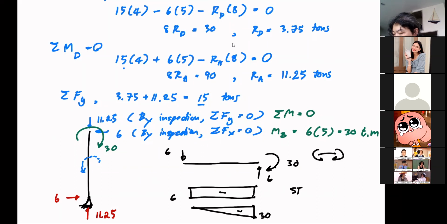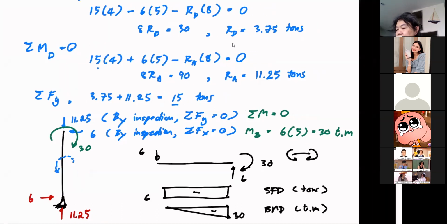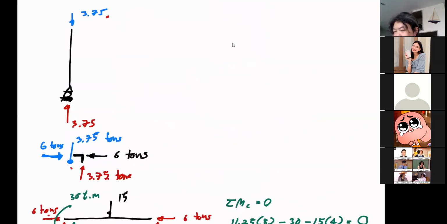Okay, shear force diagram, bending moment diagram. The best way to draw this is that you should always include your unit in tons, and the bending moment diagram in ton meter. That is the best, the complete diagrams. Okay, now let's say here, this one again is a lean column. Shear force diagram 0, bending moment diagram 0.